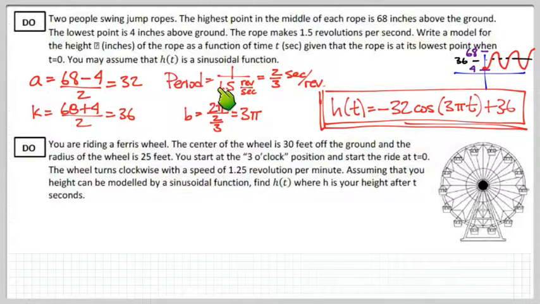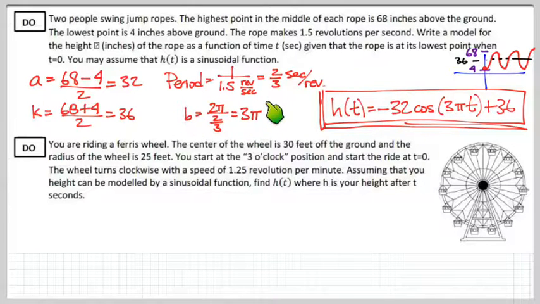Period, I need to, I'm given frequency. I have 1.5 revolutions per second. This is a frequency. I need to turn it into a period, so I take the reciprocal. So now I have 2/3 seconds per revolution. And now to find the value of b, it's 2 pi divided by the period. So I get 3 pi for my value of b.